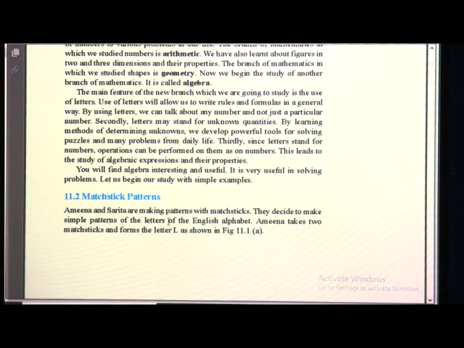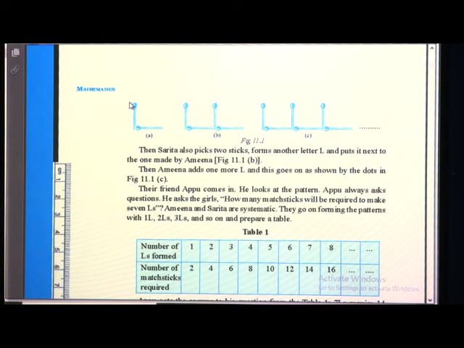See here, Amina's matchstick pattern. Amina and Sarita are making patterns with matchsticks. They decide to make simple patterns of the letters of the English alphabet. Amina takes 2 matchsticks and forms the letter L as shown in figure 11.1. See, she has taken 2 matchsticks and she has shown the figure L.